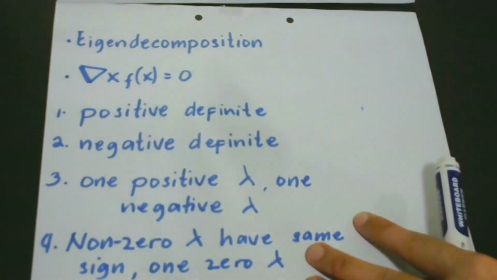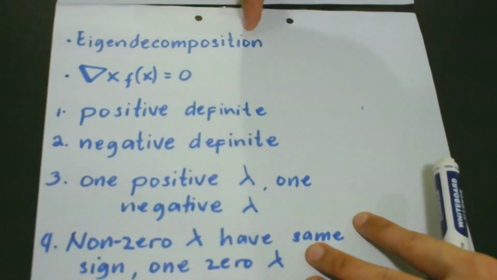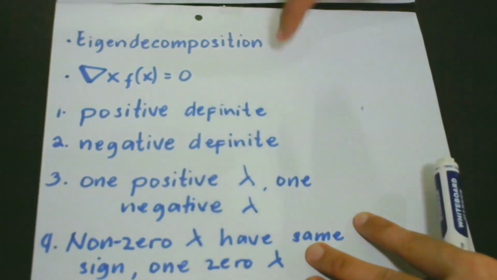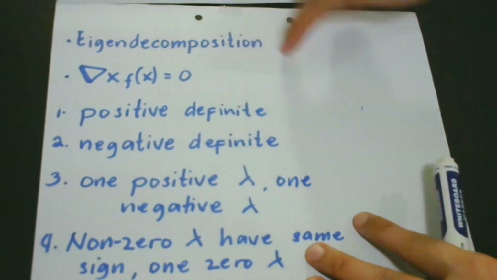Okay, so this time we will again use the concept of Eigen Decomposition to better understand the relationships between the different points in our Hessian matrix.